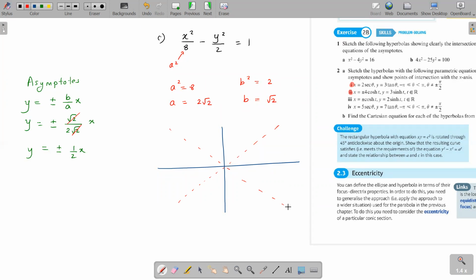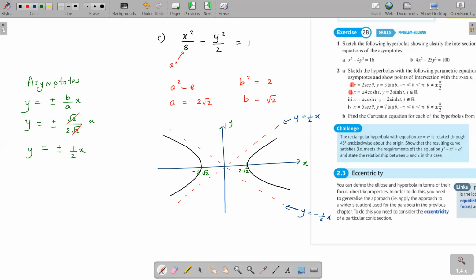So name them. The first asymptote, the positive gradient one, is y equals half x. The negative gradient one is y equals minus half x. Okay, and then the graph needs to go like this, right? And then the cutting points are plus a and minus a, 2 root 2 and minus 2 root 2. Can you see? So this is the full hyperbola graph.